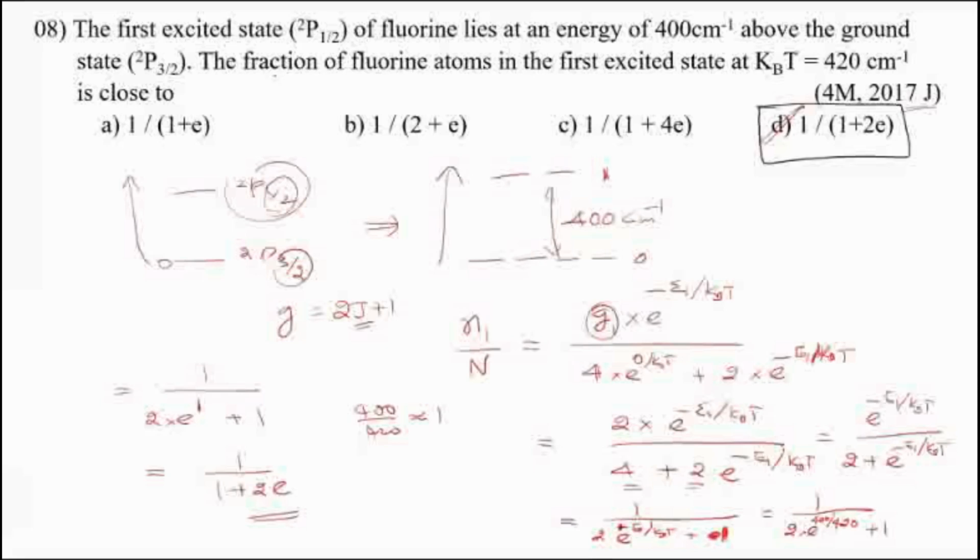Question கேட்கும்போது பாருங்க, the fraction of fluorine atoms in the first excited state at kBT equal to 420 cm inverse is close to தான் கேட்குறாங்க, எக்ஸாக்டா அவ்வளவு கேட்கல. ஸோ க்ளோஸ் டு கேட்கறதுனால அந்த 400 by 420 நீங்க க்ளோஸ் டு 1 வச்சுக்கலாம். ரைட்? If you assume like that, then 1 by 1 plus 2e is the answer. Students, are you able to follow this?